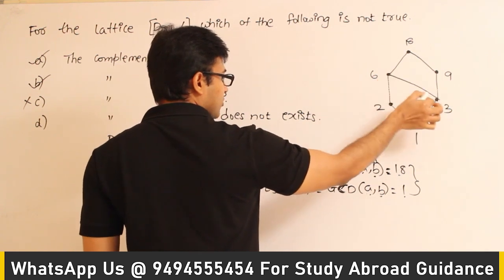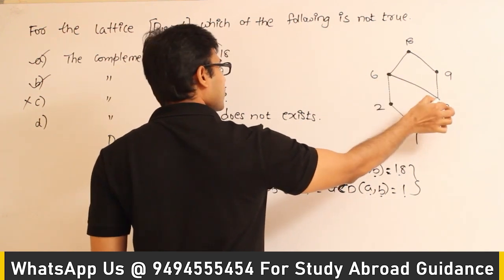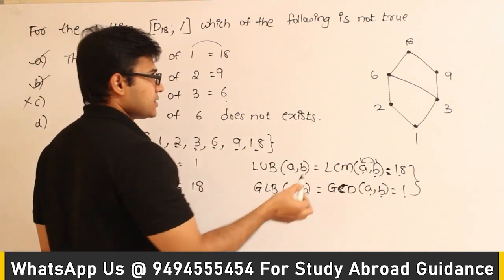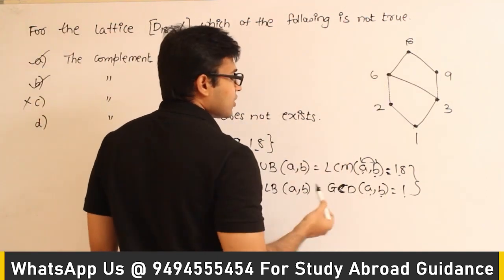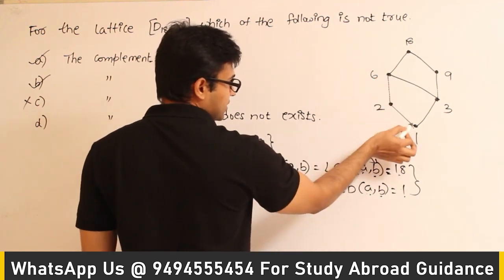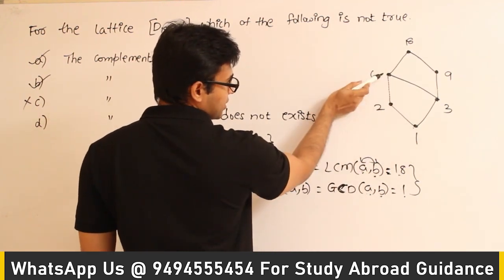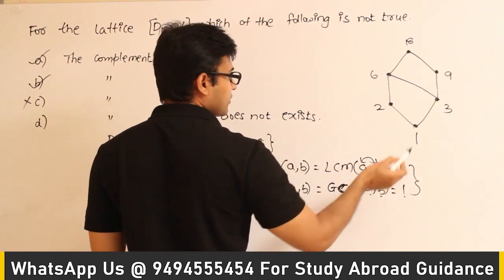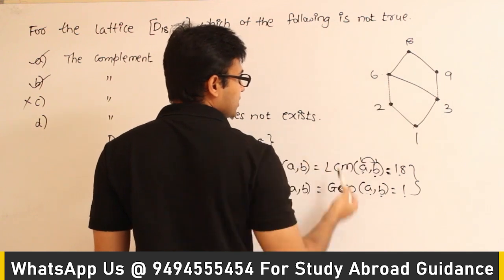Therefore the least upper bound is going to be 6 and the greatest lower bound is going to be 3. So it cannot be true. And now if you look at 6, it does not have any complement, because just try it. 6 and 1, least upper bound is 6, it is not 18. 6 and 2, least upper bound is 6, it is not 18. 6 and 3, least upper bound is again 6.